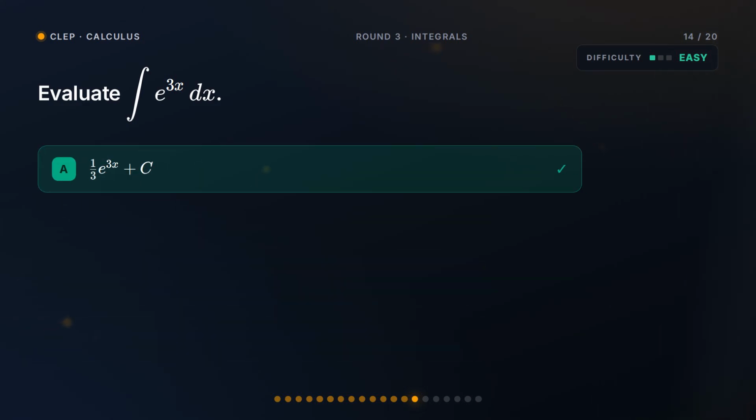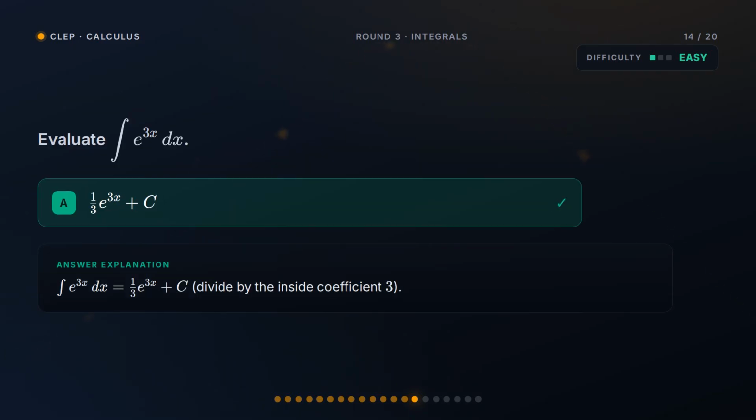The answer is A. 1/3 e to the 3x plus C. Integrating e to the 3x gives e to the 3x divided by 3 plus the constant C, because we divide by the coefficient of x inside, which is 3.